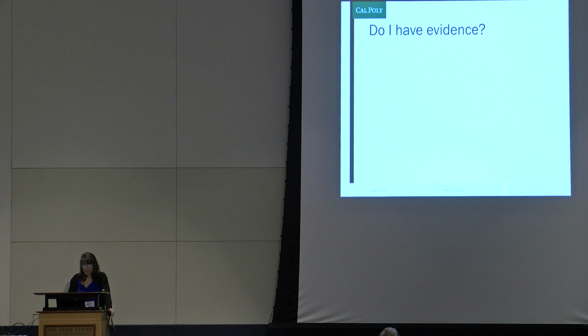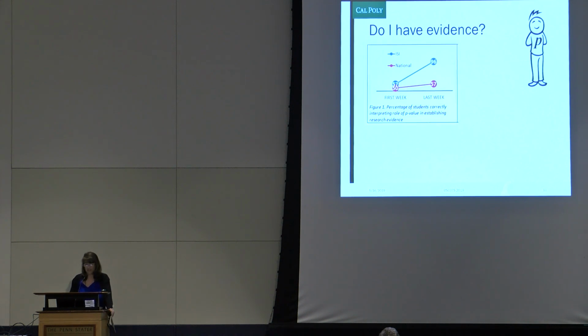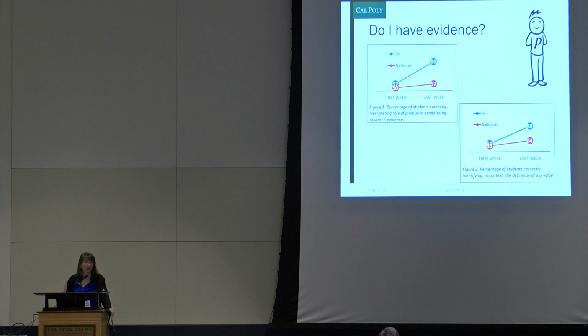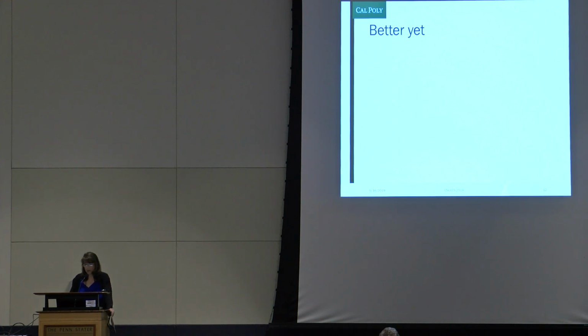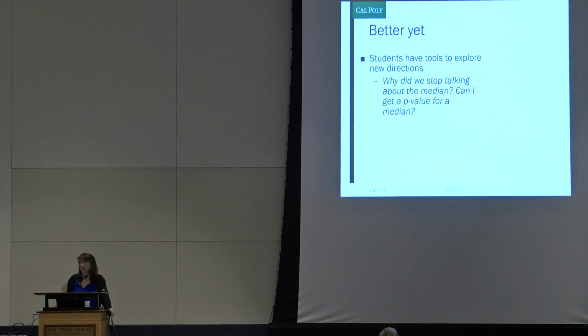I can say based on data from thousands of students over the last 5 years, that particular question has largely gone away by the end of the course, at least compared to some historical averages. I can also say we're doing a better job helping students identify a correct interpretation of a p-value. We have a long way to go, but I think there's hope. Better yet, students now have new techniques and new directions that they can go, new questions they can ask. As a student asked you, I thought you told me the median was better than mean. Why did we stop talking about the median? Can't I get a p-value for the median?